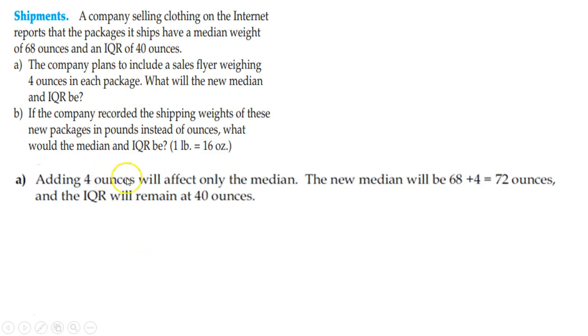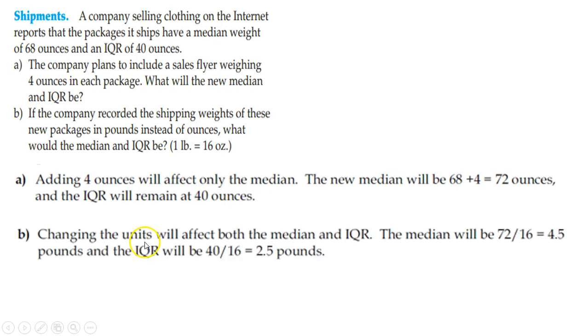So, by adding 4 ounces, it will affect only the median and not those standard deviations, right? So the company includes a sales flyer weighing 4 ounces in each package. They are adding 4 ounces to each package. Since it's each package, if everything goes up 4, then your mean and your median will also go up 4. So that will change. But none of your variations, your interquartile range when you're adding, your standard deviation when you're adding, none of that will change. So the interquartile range is still going to be 40. It just basically moves everything up 4. So that's all that will change.